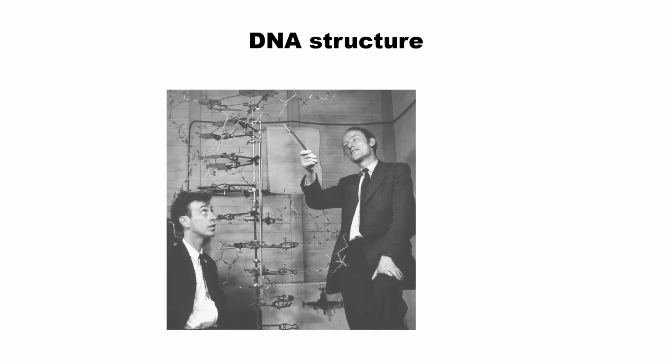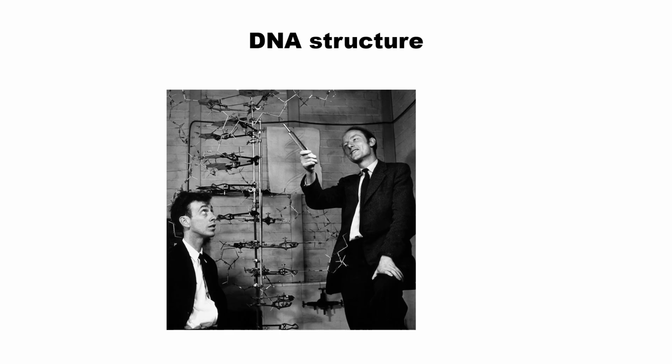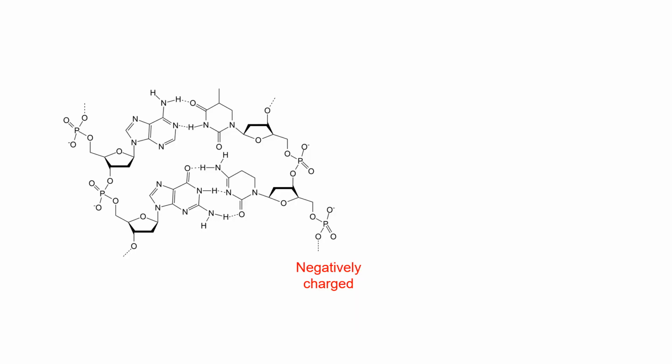DNA structure was discovered by these two persons, Watson and Crick, and it is suggested that DNA is a double helical structure. These two DNA strands bind to each other through Watson and Crick base pairing, and because of the phosphate linkage groups, DNA is a highly negatively charged polymer.